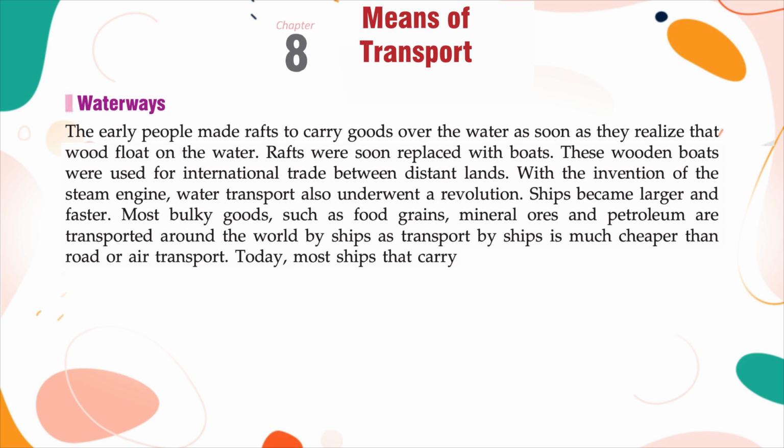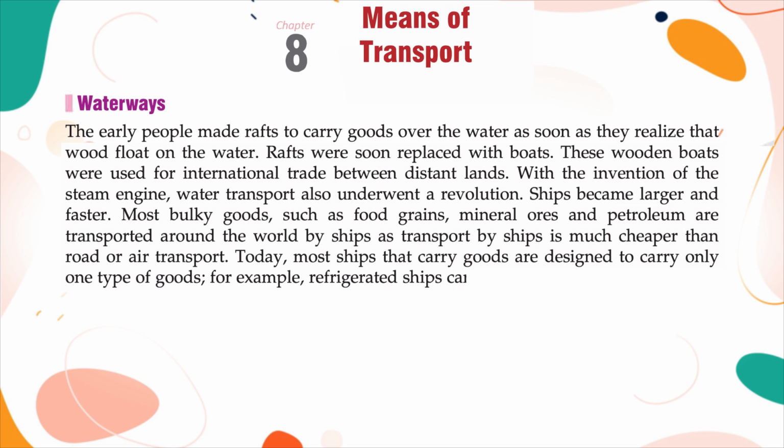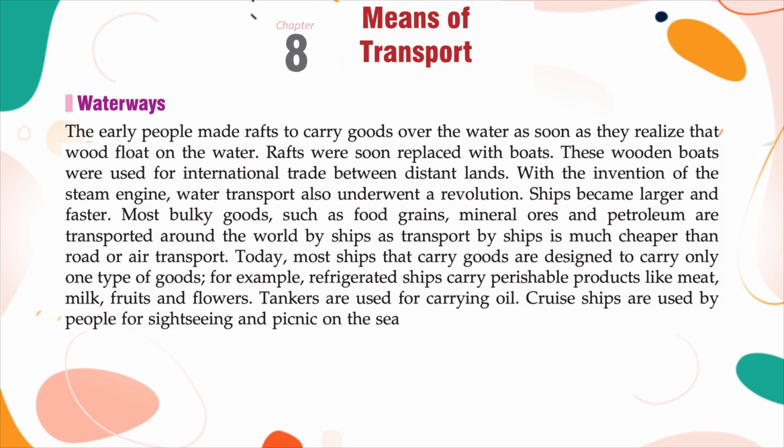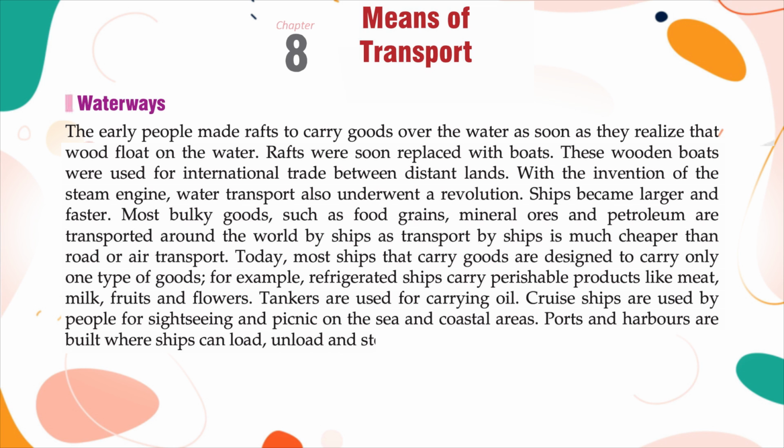Today, most ships that carry goods are designed to carry only one type of goods. For example, refrigerated ships carry perishable products like meat, milk, fruits, and flowers. Tankers are used for carrying oil. Cruise ships are used by people for sightseeing and picnics on the sea and coastal areas. Ports and harbors are built where ships can load, unload, and store goods.